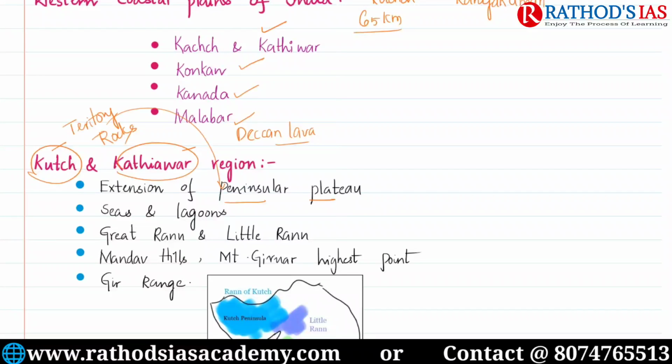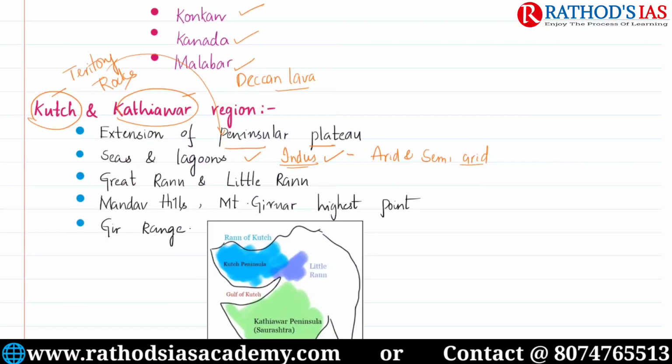And next, we can see abundant seas as well as lagoons. The Kutch Peninsula was an island surrounded by seas and lagoons, which were later filled by sediments brought by river Indus. And this region lacked rains, and finally it turned into an arid and semi-arid landscape.